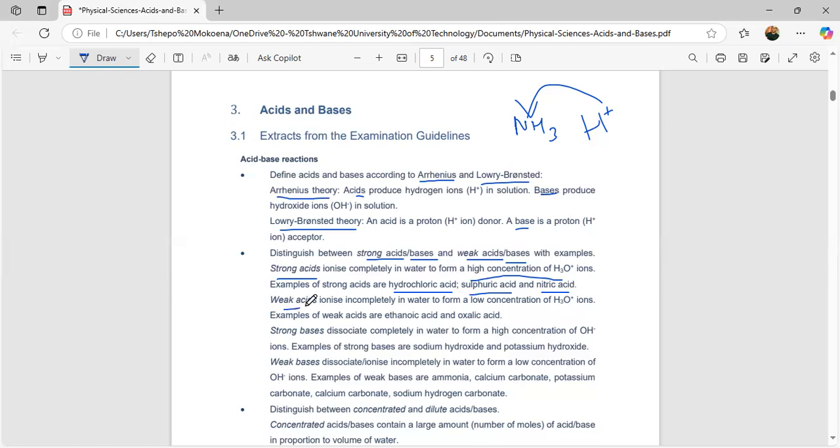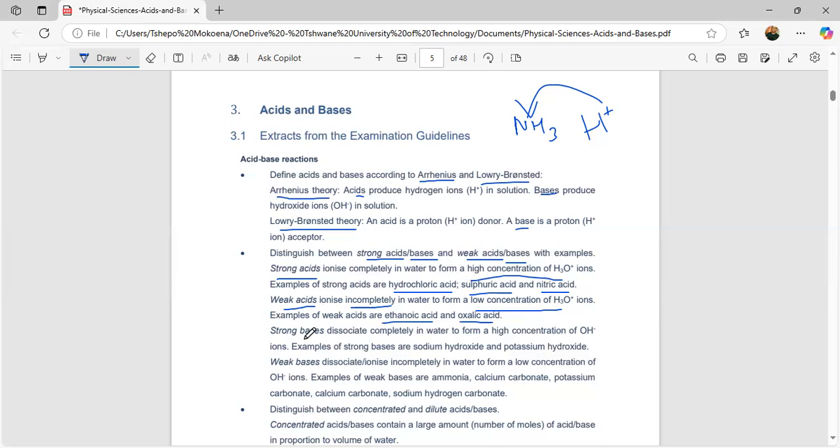Now, let's talk about the weak acids. We say that weak acids ionize partially or incompletely in water to form a low concentration of hydronium ions. Examples of weak acids are ethanoic acid and oxalic acid, right? If you take ethanoic acid and add it to water, what's going to happen? It's a weak acid, so it will partially ionize and form a low concentration of H3O+ ions in water.